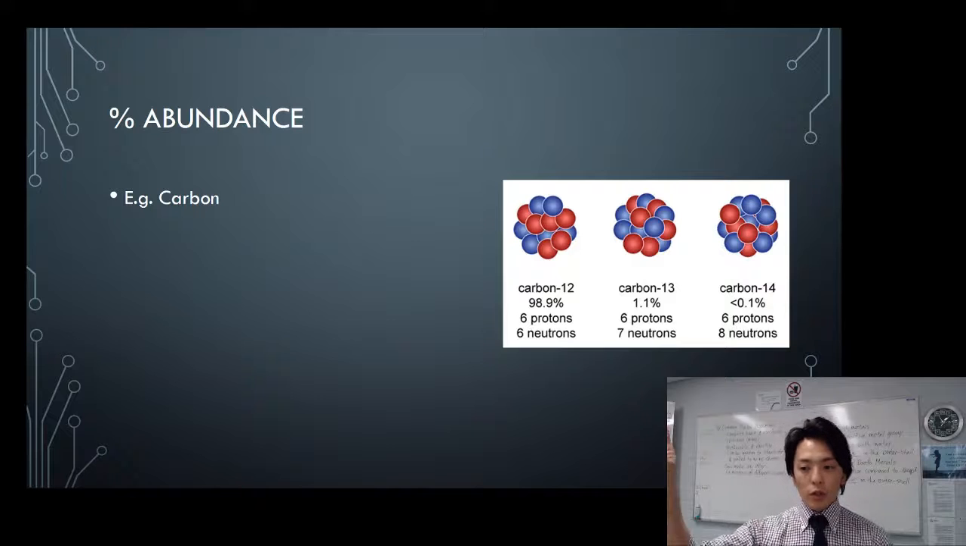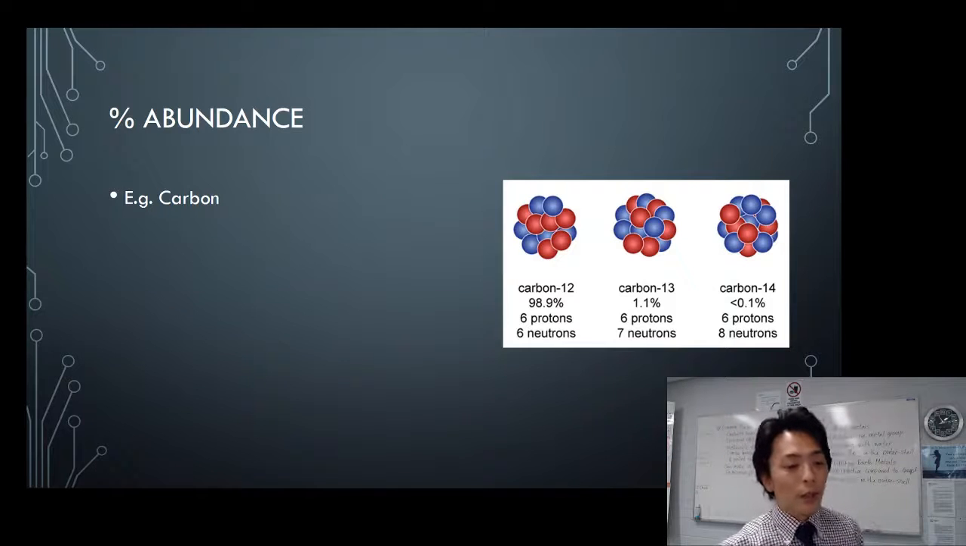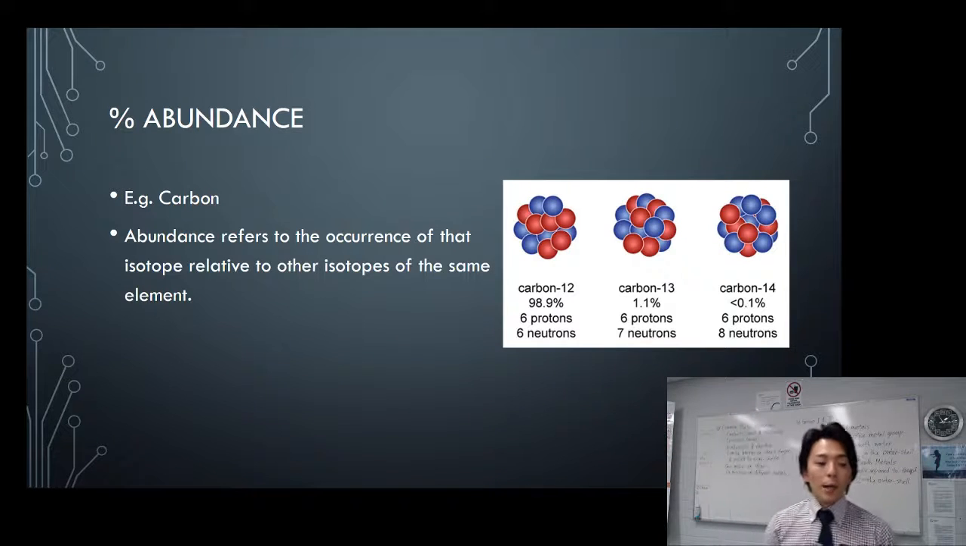So let's try drawing this diagram and name carbon-12, 13, 14, as well as each percentage. They are the percent abundance of each isotope. Abundance refers to the occurrence of that isotope relative to other isotopes of the same element. So if you're looking at carbon, how much more carbon-12 exists within the carbon element compared to carbon-13 or 14. So they are in percentage. The total would always be, of course, 100%.